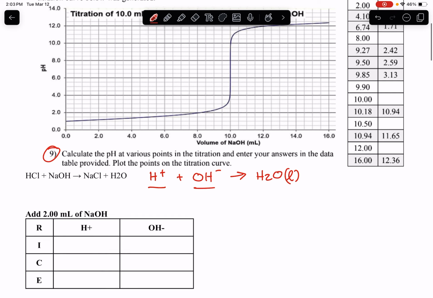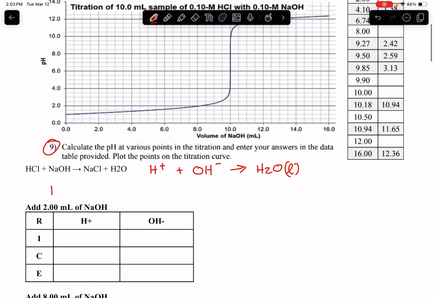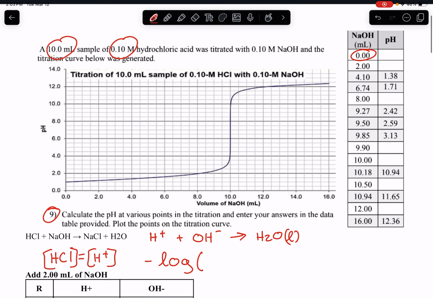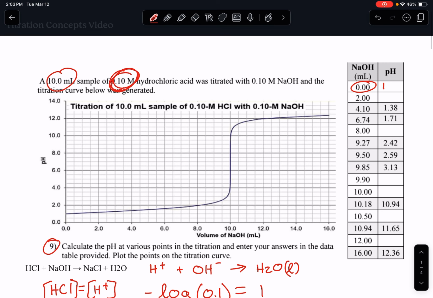So in problem 9 here, it's asking us to calculate the pH at various points in the titration, enter your answers in the data table provided, and plot the points on the titration curve. So the first one is before we've added any sodium hydroxide. So all we have is 10 milliliters of a 0.1 molarity hydrochloric acid. Well, because HCl is a strong acid, the concentration of HCl equals the concentration of H3O or H plus. So then just the negative log of the H plus concentration, which is the 0.1 up here, that is going to equal a 1. And so your pH is 1 to begin with.